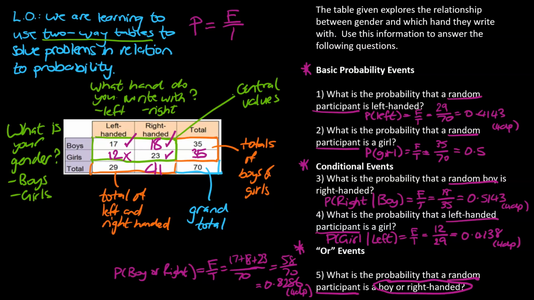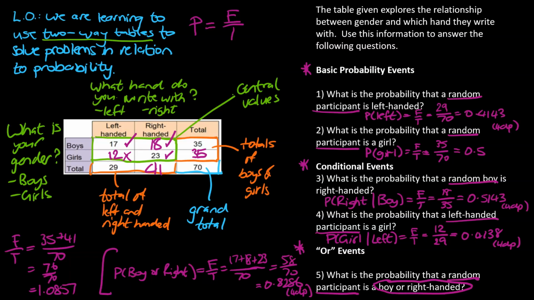So before we finish up the video, I just want to emphasize a common mistake that people are going to do for this question here. So a lot of people are going to say F over T, 70, and a lot of people are going to add up the boy total, which would have been 35, and we're going to add up the right-handed people, which would have been 41. And then they would have said, well, the probability of that would have been 76 over 70, and then 76 over 70, they'll then go ahead and tell me that the probability is 1.0857. And there's a few things wrong with that. A probability can't be more than 1.